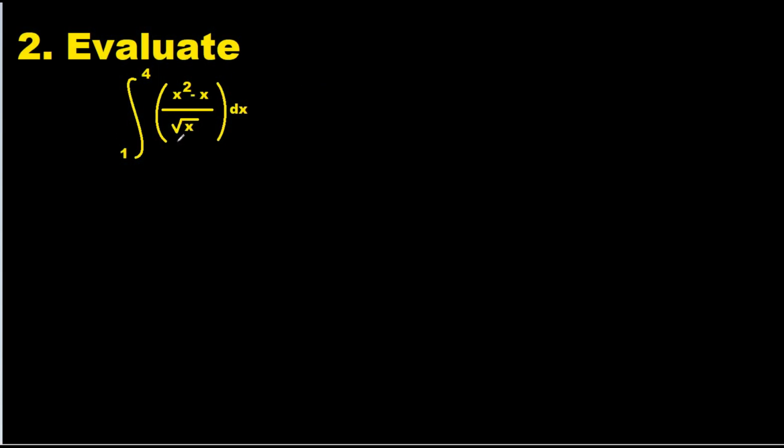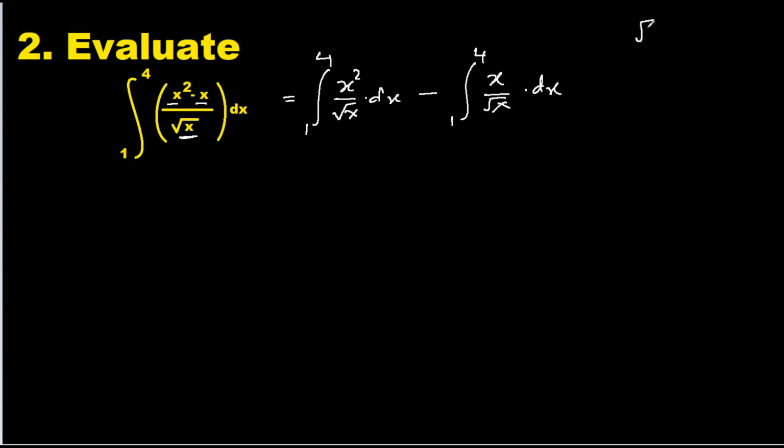Whenever we have one term in the denominator and more terms in the numerator, just separate them. What I mean is this: we can separate this, from 1 to 4, x squared over x dx minus x over square root x. I separated the two so that we can cancel out some of them. Square root x can also be written as x to the power half, right? And both are x's, so that means we can simplify this.